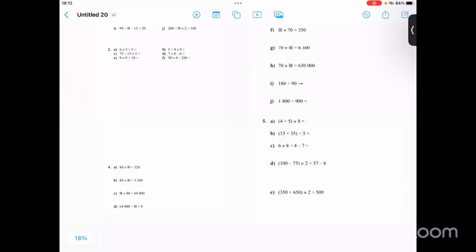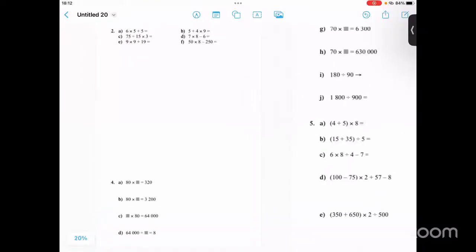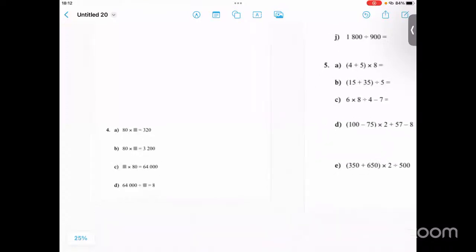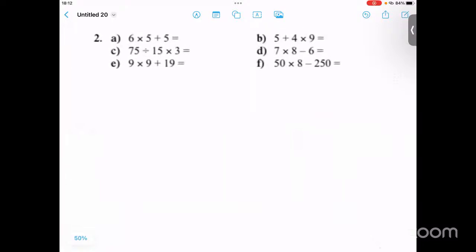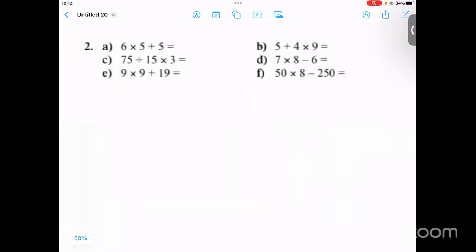Okay? And this is the first part that I want us to focus on. Number 2, and then we're going to go to other ones. Remember, we're going to calculate without the use of a calculator. So that means you must not have your calculators next to you. Are we clear? Yes, ma'am. Perfect.